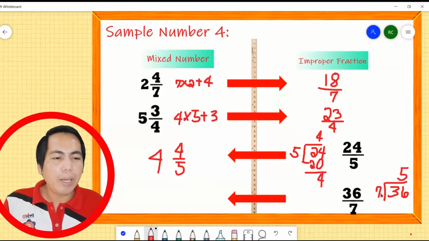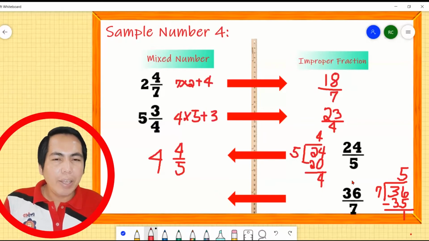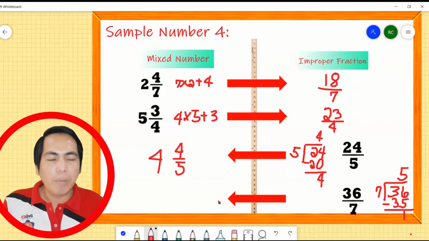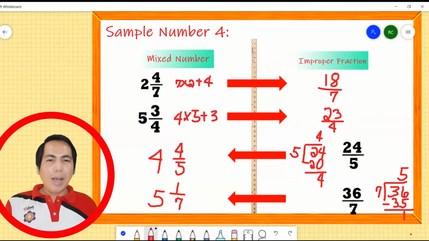So 5 times 7 is 35. 36 minus 35 will give us 1. So when we write 36 sevenths in mixed number form, it is equivalent to 5 and 1 over 7. So you have there how to rename a mixed number into improper fraction and vice versa.